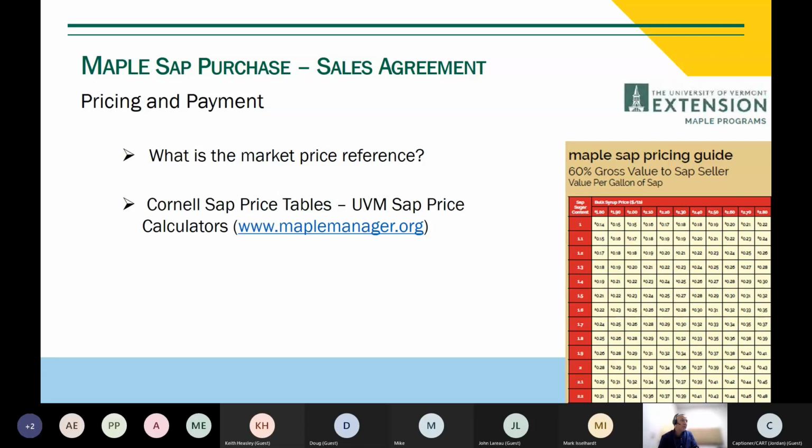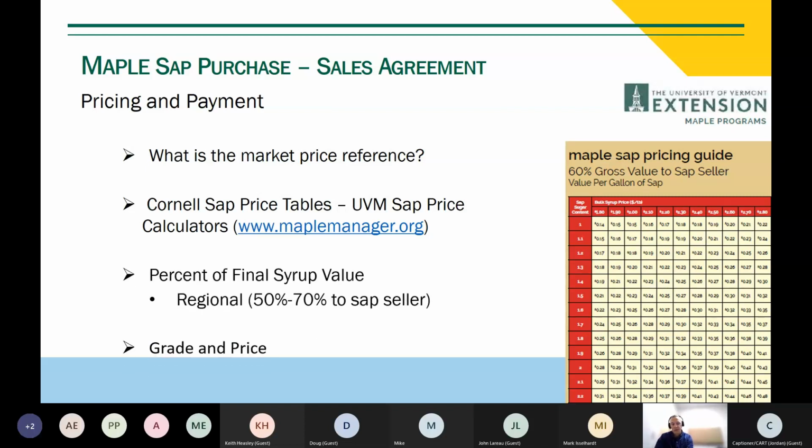What is the market price reference? A couple different options out there. If you're not familiar, Cornell's been publishing sap price tables for years. UVM, we've now got a couple posted, or one posted, at maplemanager.org. I've also seen a few others online. So there are reference points that do the quantitative math between the market price, the sweetness of the sap, and then how much value in syrup there could be there.